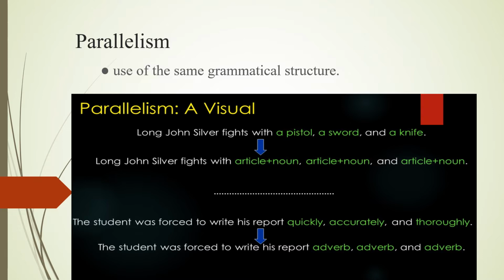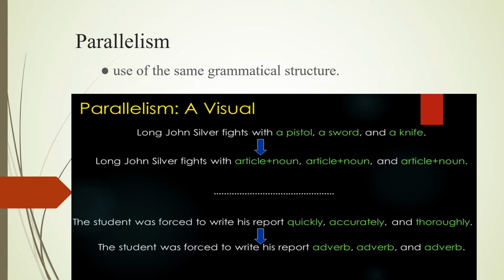a pistol: a is an article, pistol is a noun. Comma, a sword: a is an article, sword is a noun. And then lastly, we have a knife: a is an article and knife is a noun. So they are all parallel, the same structure in grammar. Another example: the student was forced to write his report quickly, accurately, and thoroughly. Quickly is an adverb, accurately is an adverb, and thoroughly is an adverb.